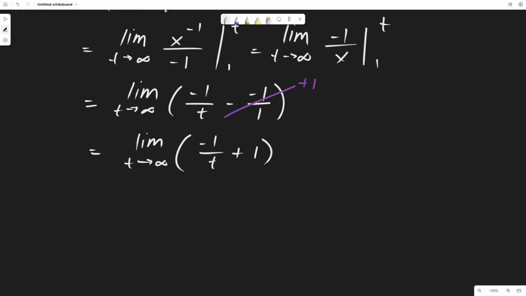Okay, so substitute na lang natin the value nung limit natin. So we have -1 over infinity plus 1. Okay, so what is -1 divided by infinity? Paano ba natin i-imagine? Any number divided by infinity is equal to what? It is equal to 0. Bakit kaya this fraction is equivalent to 0? Bakit kaya siya naging 0?